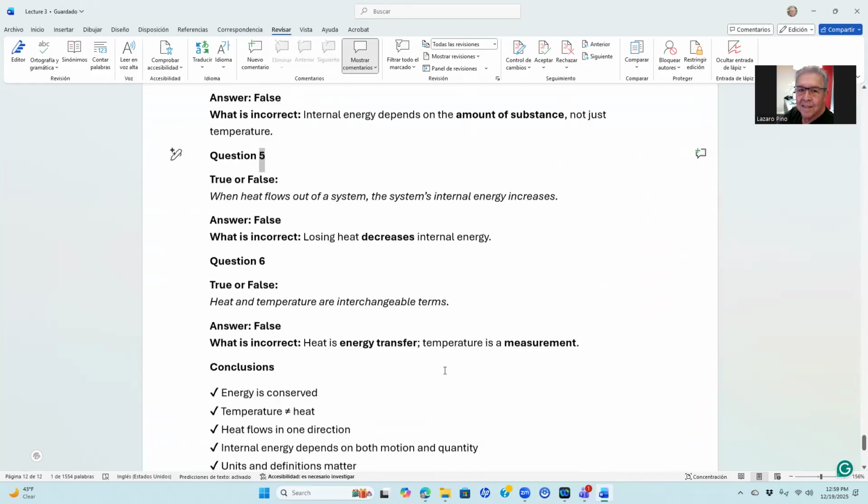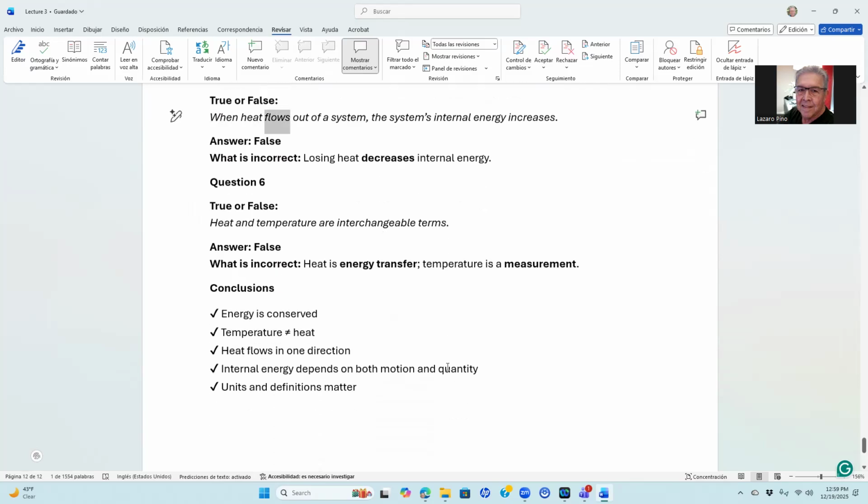Question 5. True or false, when heat flows out of a system, the system's internal energy increases. Answer, false. What is incorrect? Losing heat decreases internal energy. Question 6. True or false, heat and temperature are interchangeable terms. Answer, false. What is incorrect? Heat is energy transfer, temperature is a measurement.